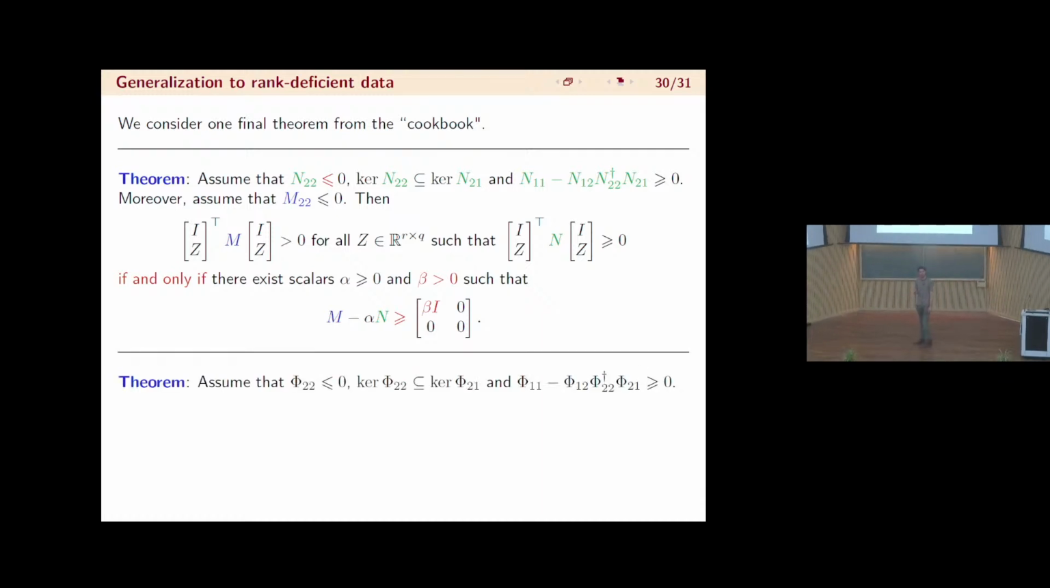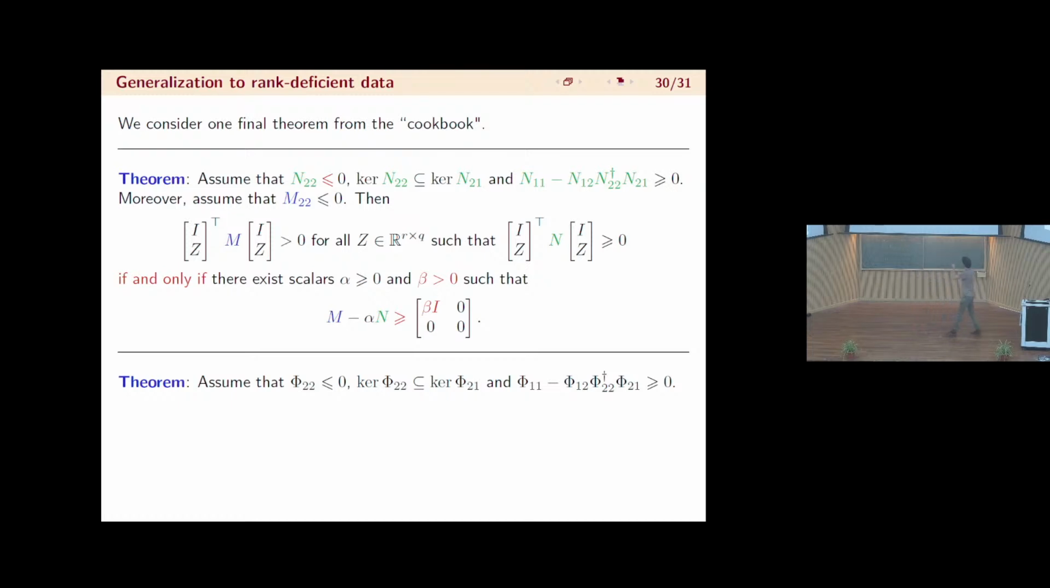Now, for the final theorem of today. I would like to apply this now in the context of data-driven control. So instead of applying the previous matrix S lemma, where we assumed that N22 is negative definite, now I apply this more general result. So the theorem that we derived was the following. There are a little bit of small technical assumptions involved, so I will go through them.